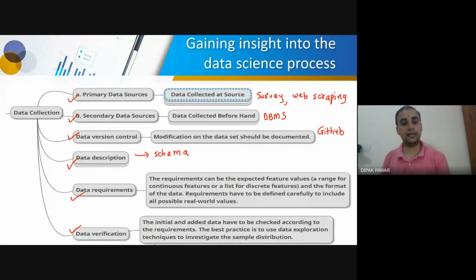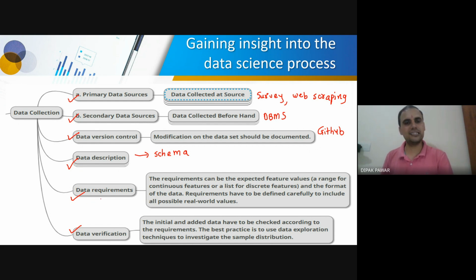Next, we covered data collection. When we are collecting data, we require different sources. Generally, we have primary sources and secondary sources. In primary sources, we are directly taking data from it, like when we do different surveys or web scraping. In secondary data sources, we are collecting data from a database management system. Then to deal with this data, we also require data version control like GitHub and all this stuff. In data description, we should specify the data type of the different fields, different features.